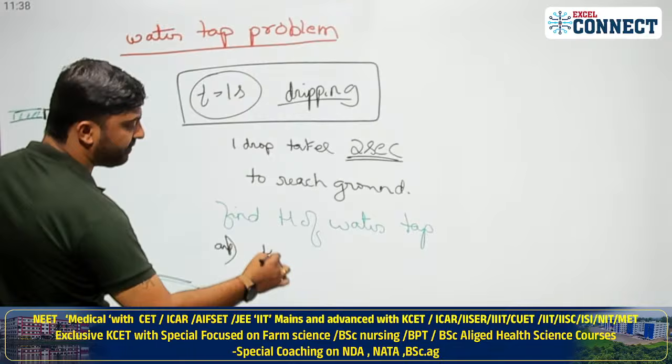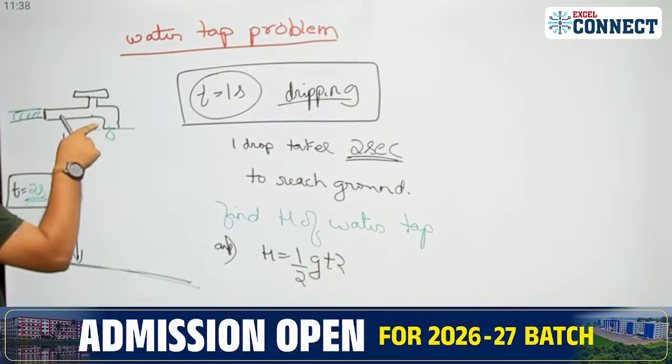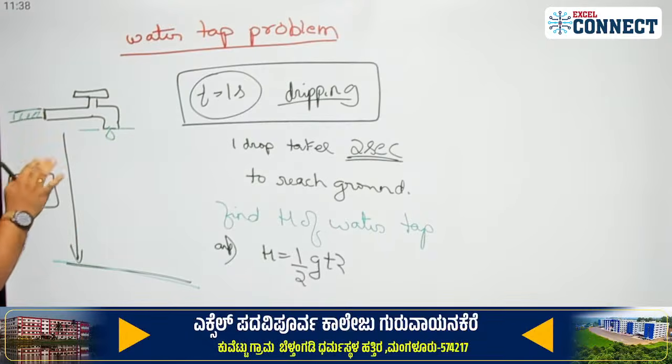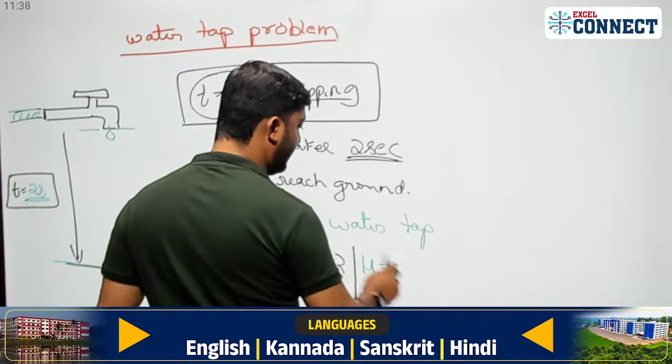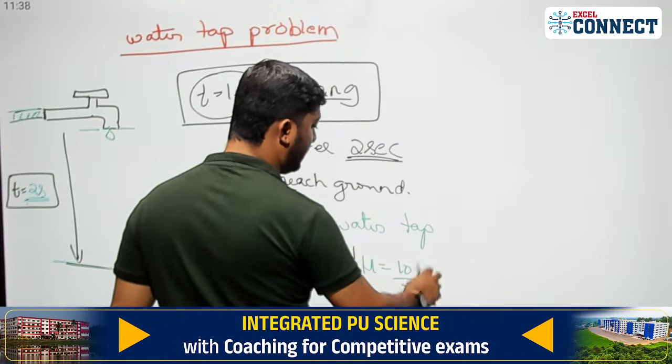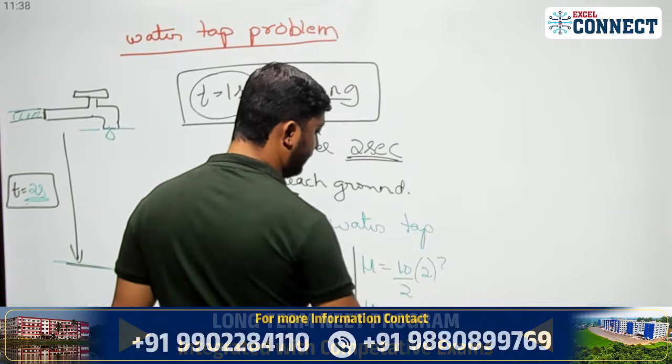It is calculated by half g t square, right? It is a free fall case, a dripping of water from a water tap. It is a free fall. H is equal to half g t square. What is g by 2? It is 10 by 2. What is the time taken? Time taken is 2, squared. So height is equal to 5 into 2 square. This will be 20 meter, right?